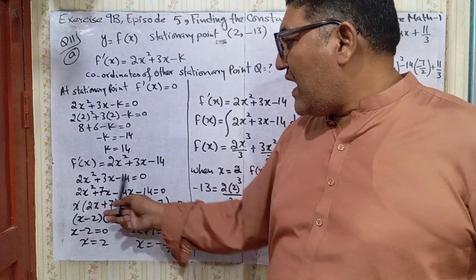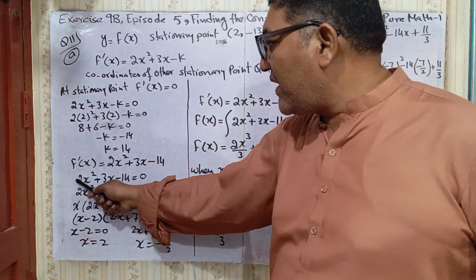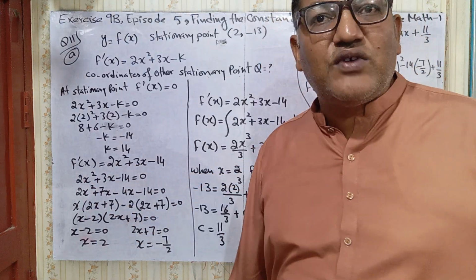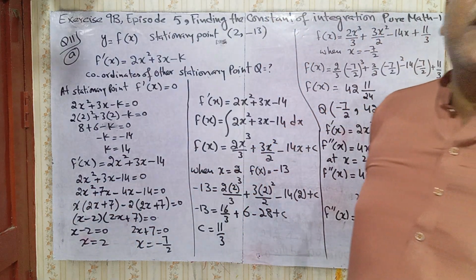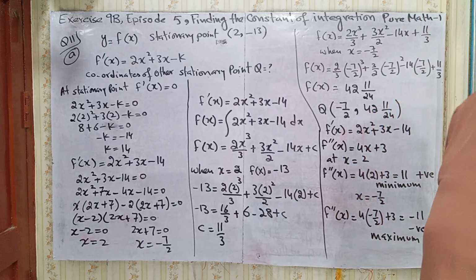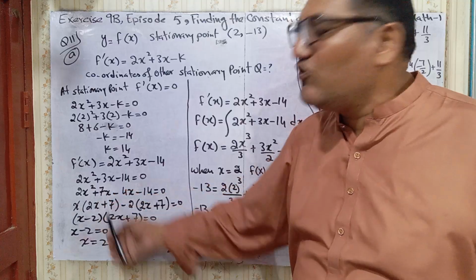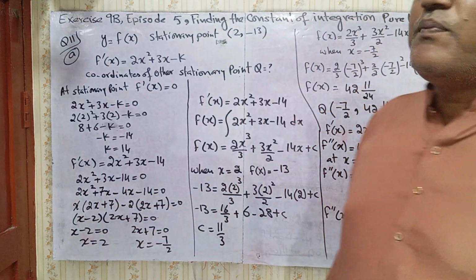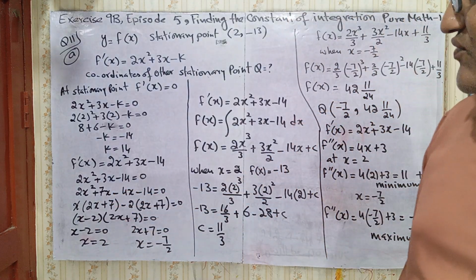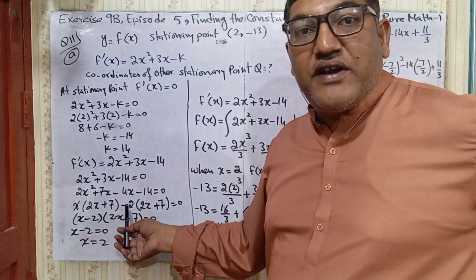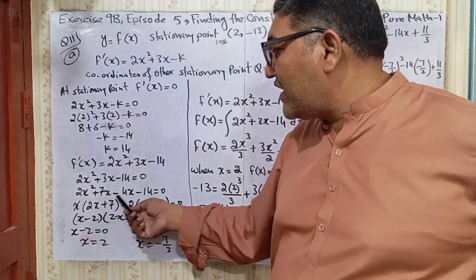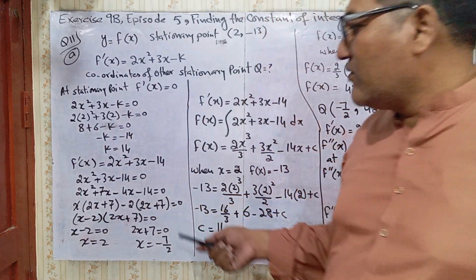So you will have, I will do the mid-term breaking. I multiplied the extreme terms. When you multiply 2x² with 14, you get 28. The pair of factors of 28 which by multiplication give you 28, and by subtraction give you positive 3, is +7x and -4x. So I did the mid-term breaking here: 2x² + 7x - 4x - 14 = 0.